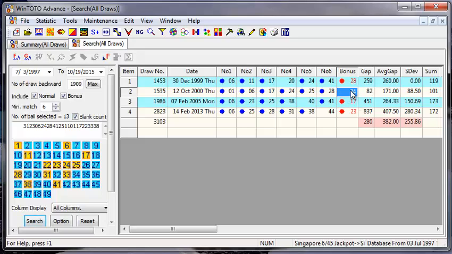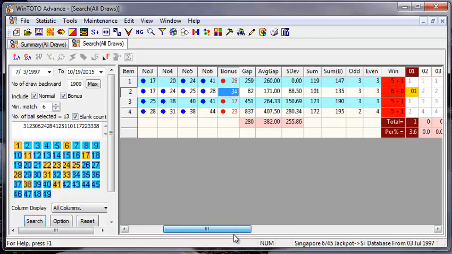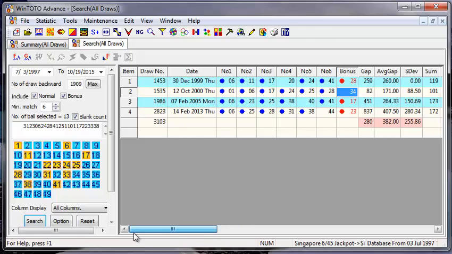What about 6 winning numbers? In fact, it has quite a number of times of winning numbers before. It even happened in the year 2000, on the 12th of October. How many winning numbers? A 6 plus 0.